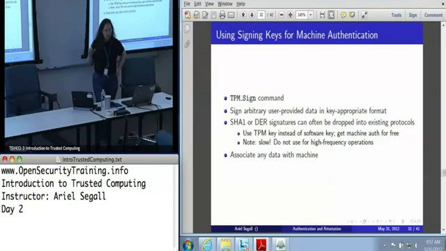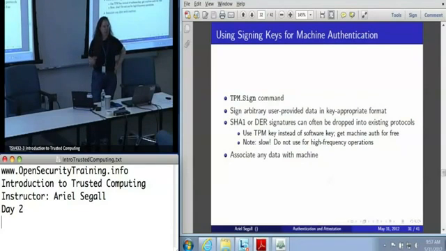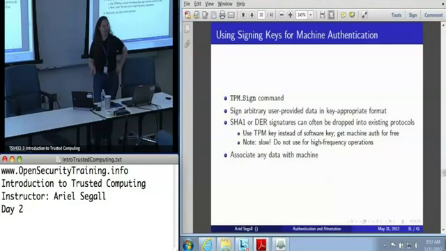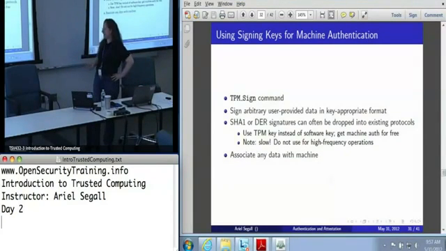So the nice thing about these is that they can often be dropped into an existing protocol. If you have a protocol that calls for a signature, and that signature is allowed to be a signature over a SHA-1 hash or a signature over something DER format, all you have to do is trade your software key for a TPM key, and all of a sudden you've got machine authentication for free. This is actually pretty darn cool. As long as you're willing to accept the fact that the TPM is not speedy.